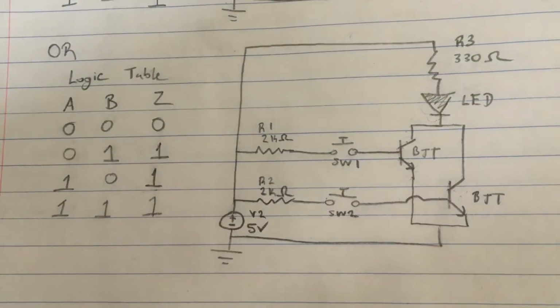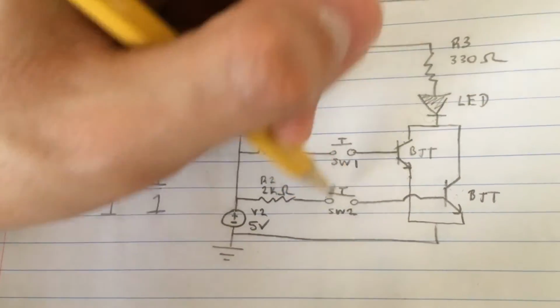Our third case is when only A has an input of 1, meaning that now this switch is going to be turning on.